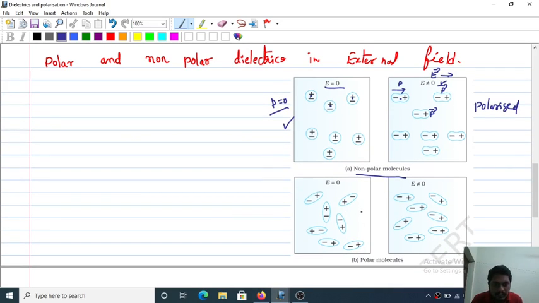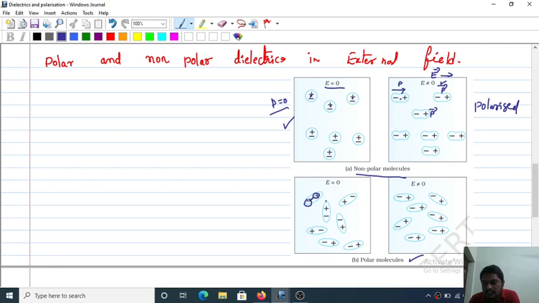Now let us see another example. Polar dielectrics are dielectrics which contain polar molecules. Now, when polar dielectrics are placed in an external electric field, what happens? What are polar molecules? In polar molecules, the positive and negative centers are separated by a small finite distance.